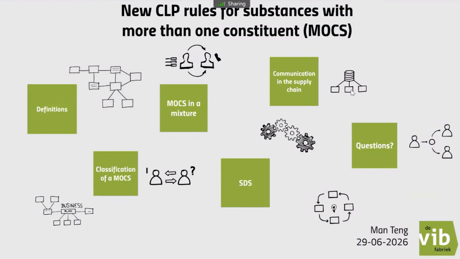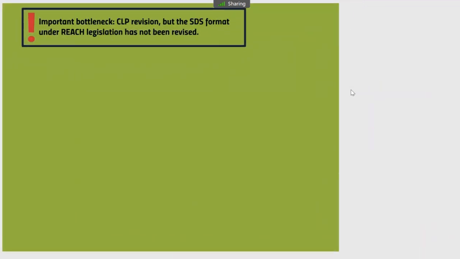So this is the part of the CLP revision. These are the new rules that are introduced. However, this will also influence the safety data sheets, and in which way. The important bottleneck here is to realize that this is the CLP revision rules that I just explained, but the rules on how the SDS should look and the format of the SDS are under REACH legislation. And that has not been revised.